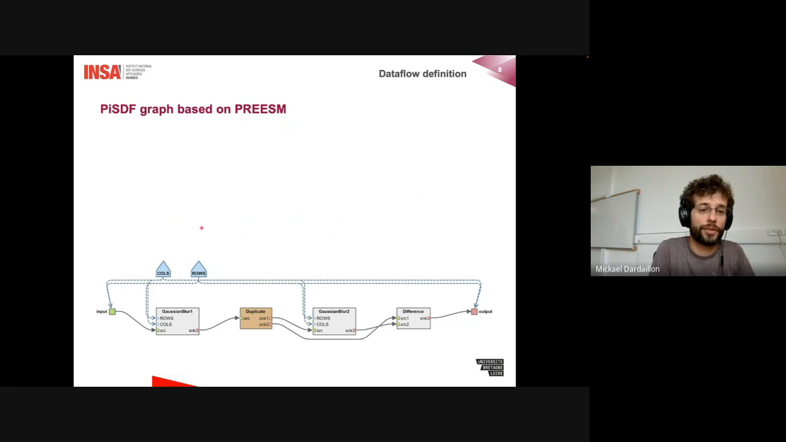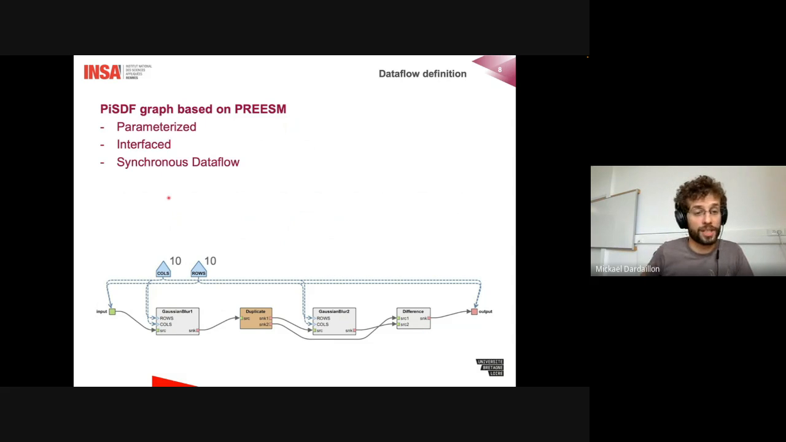So we're starting from a PySDF graph based on Prism. That's our tool where we can create a graph. We have a UI to directly create actors and connect actors together. This is completely parameterized, in that we can provide values for parameters, for example, the size of the columns and rows if we want to process an image. So that would be equivalent to a template. This is an interface if you want to have a subgraph that will support that.